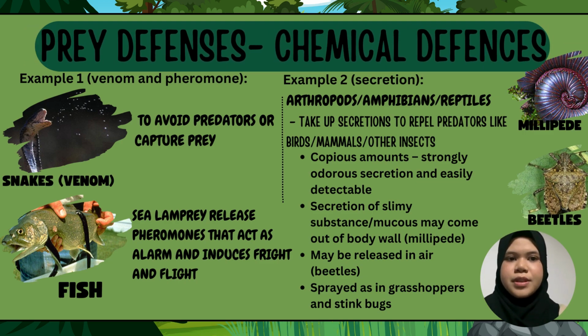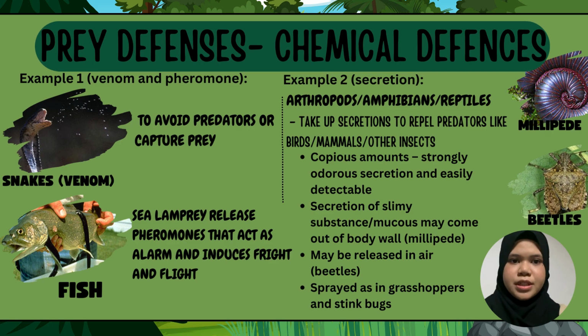As for prey defenses, for chemical defenses, there are three examples. The first example is venom and pheromone. The first one is snakes for venom. It is to avoid predators or capture prey. The second is fish. Sea lamprey release pheromones that act as alarm and induce freezing and flight.